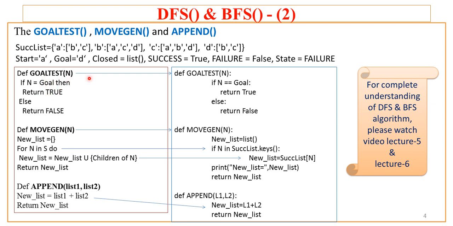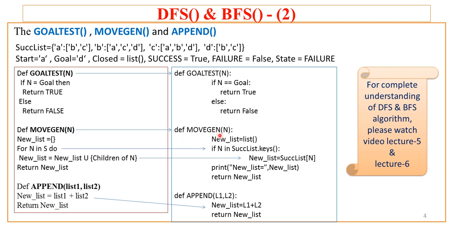Now the goal test function is a straightaway transformation of this logical step into a Python goal test function. So it is very simple. If you compare this, you will find it is similar. The only difference is that the if statement has double equal to, which is nothing but the comparison symbol in Python. So if n equal to goal, that is, if the given node matches the goal, then return true, otherwise return false.